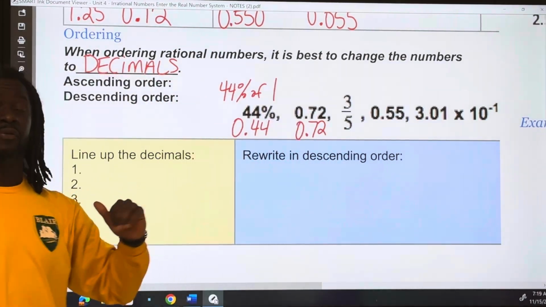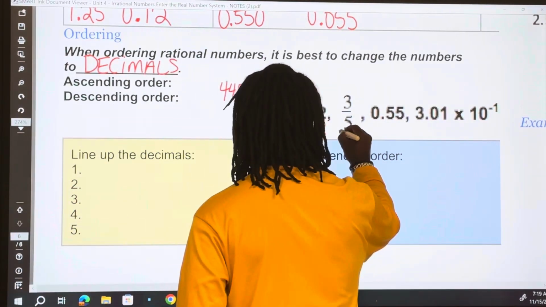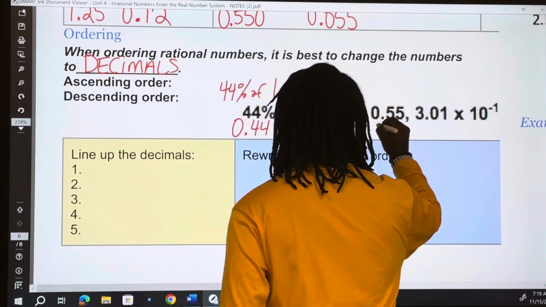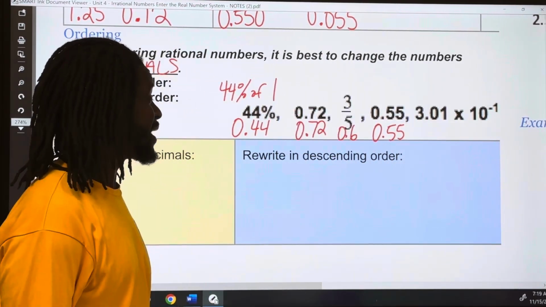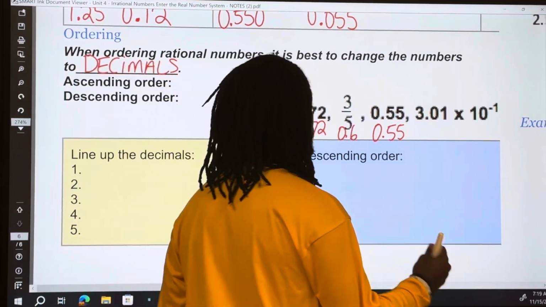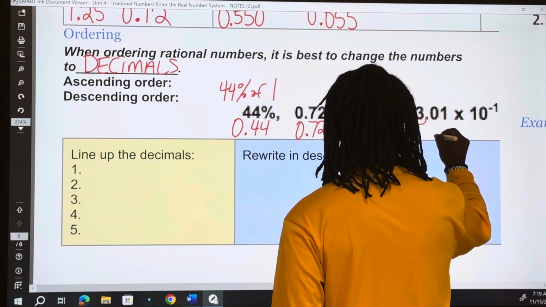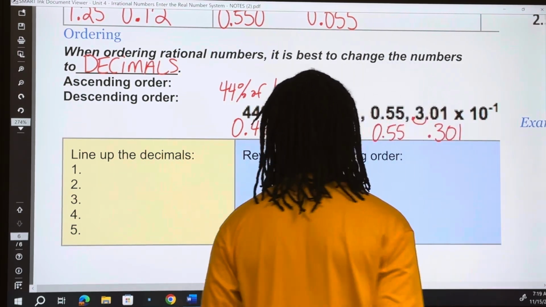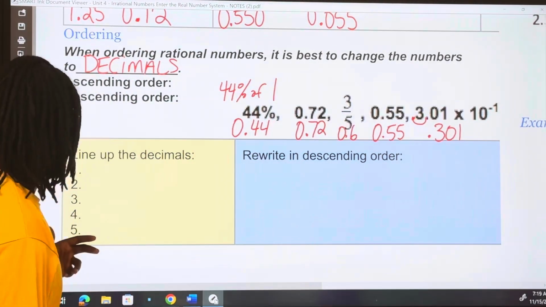Then 3 over 5, I need to change that to a decimal. When I do so, I'm going to get 0.6. 0.55 is already a decimal. And then 3.01 times 10 to the negative 1. I'm just going to move the decimal one time, and I'm going to get 0.301, okay? So I've converted each of these to decimals.